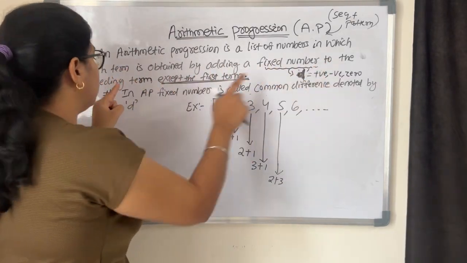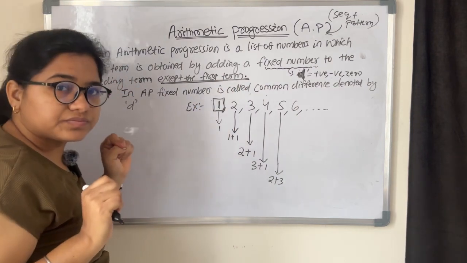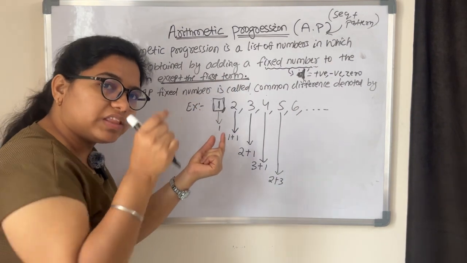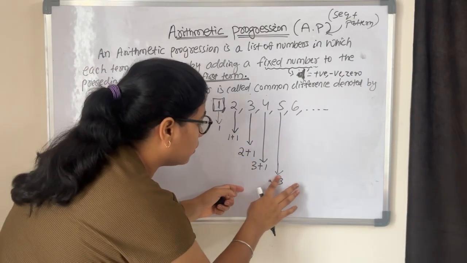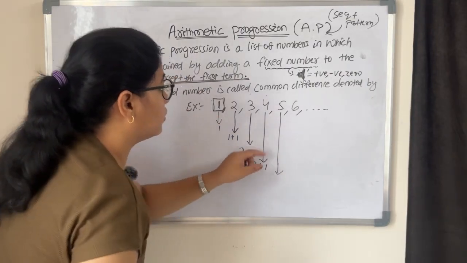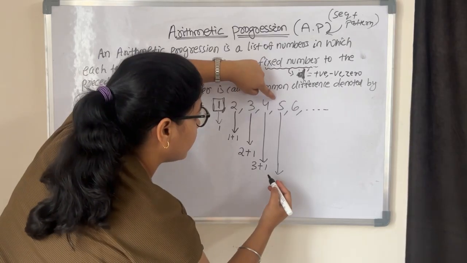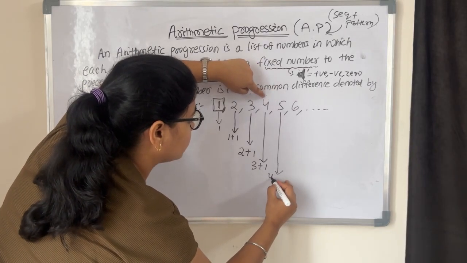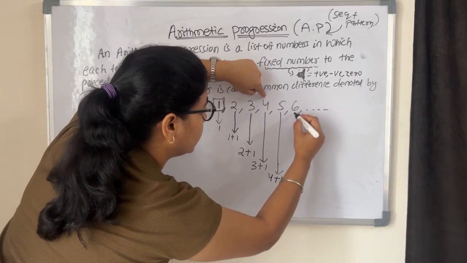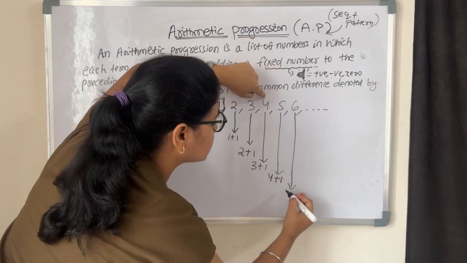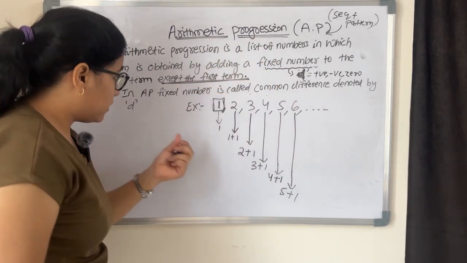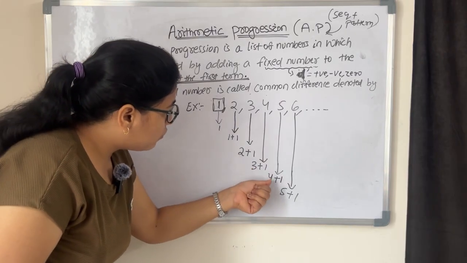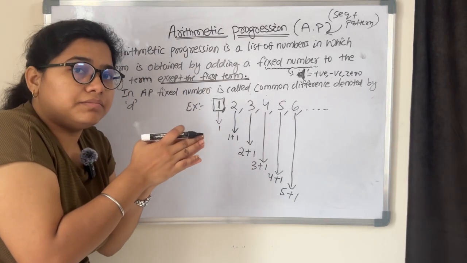Adding a fixed number to the preceding term. First preceding term, then any number. So 2, you can't write 2. Okay. 5 can be written by preceding term plus 1. 6 can be written by preceding term plus 1. See, here 1, 2, 3, 4, 5 are preceding terms.